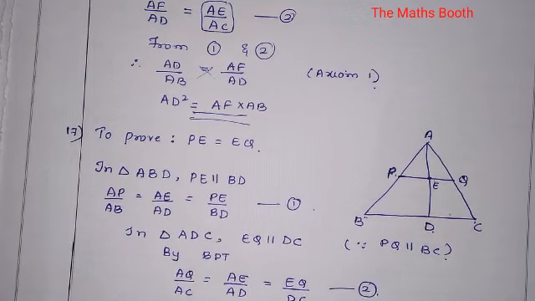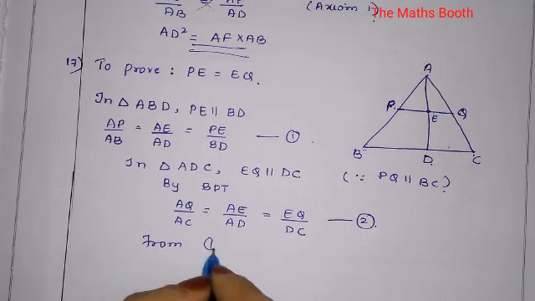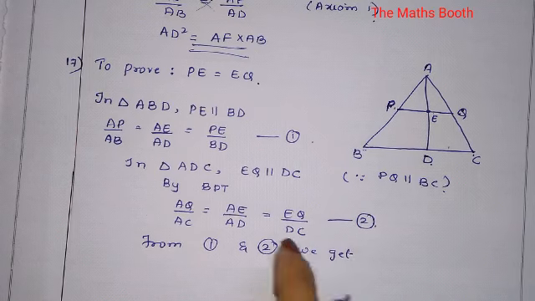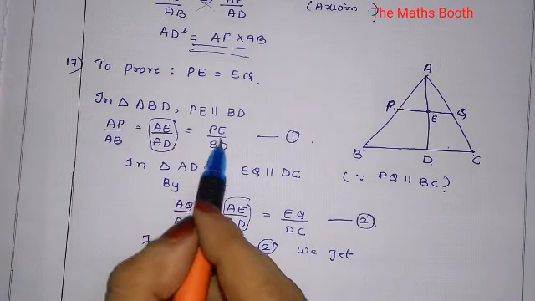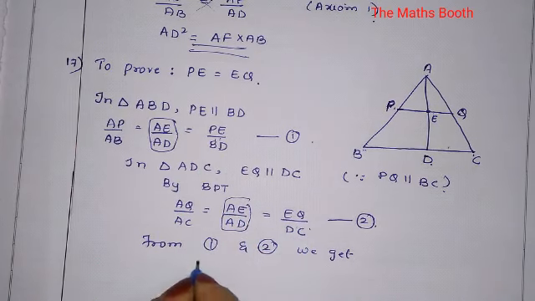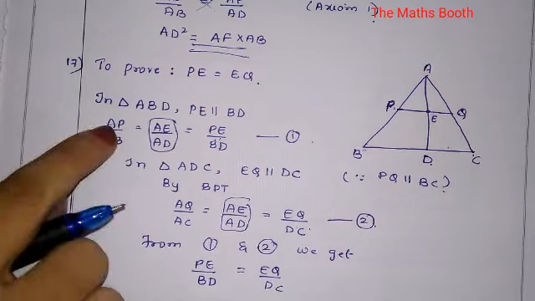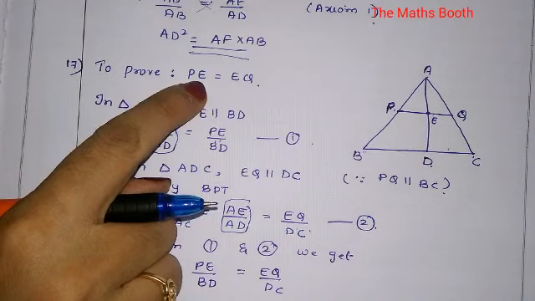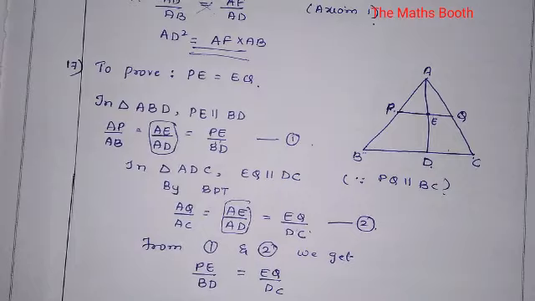Equation 2. Now from 1 and 2, things which are equal to the same thing are equal to one another. We can see AE by AD, AE by ED. So this and this are equal. PE upon BD is equal to EQ upon DC. This is also equal, but we should focus on PE and EQ because to prove we need PE and EQ. So I'm focusing on these two.